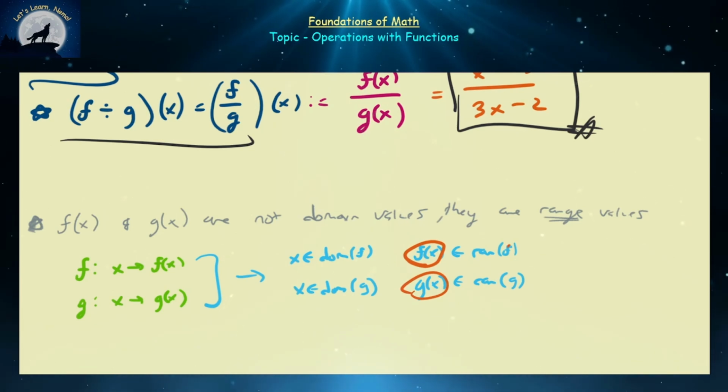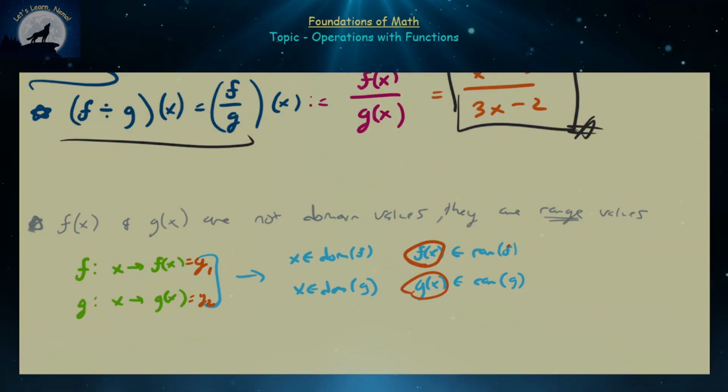F is the function that sends x to f of x, and some people will, of course, give a different name to f of x. Some people will call this y, and some people will call g of x, say, another value of y, for example, y2 or something like that. Right, so those are just some very important little technical details that you definitely should know. Now let's get into a couple more important things that you definitely should know when operating with functions.